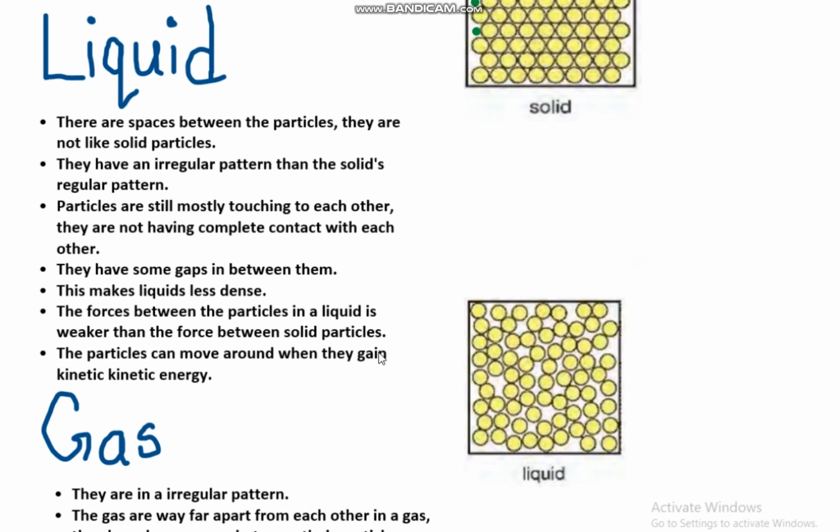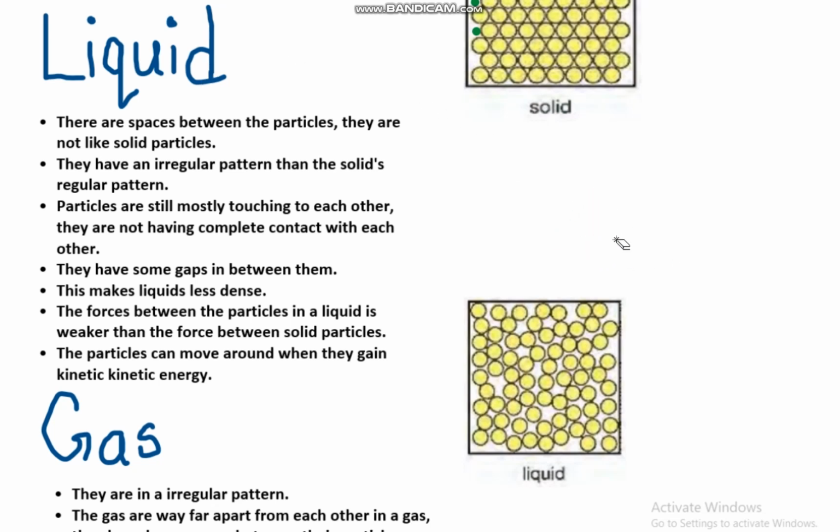And the particles, when they gain kinetic energy, tend to move around. That is how boiling and evaporation happen, as I'll explain later. But this is how it happens: when they gain kinetic energy, the particles start to move randomly in a container, bounce off one another and move around.